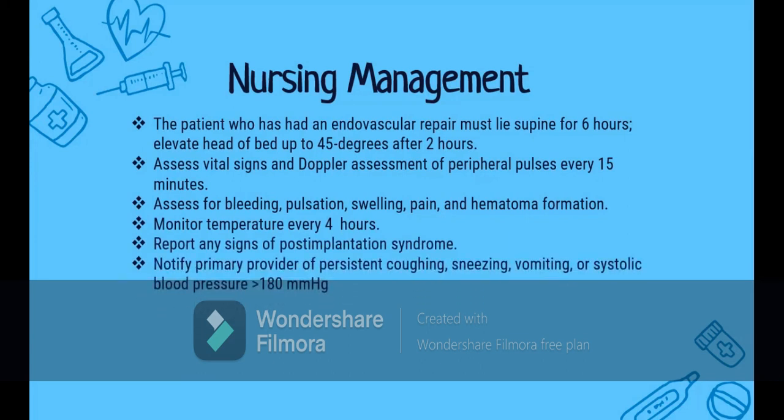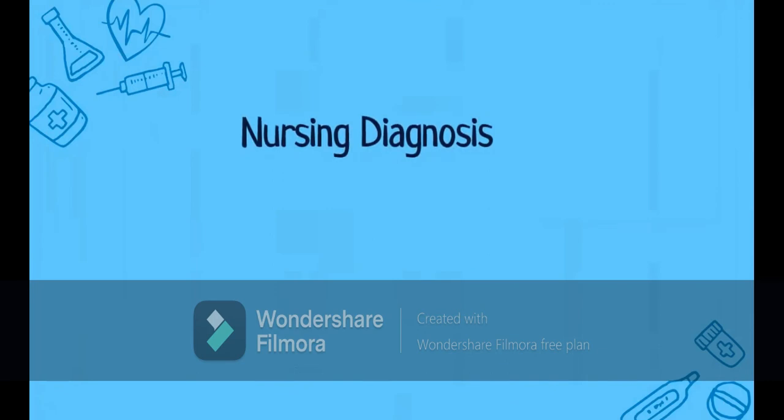Notify the primary provider of persistent coughing, sneezing, vomiting, or systolic blood pressure greater than 180 millimeters mercury. Encourage the patient to drink fluids, and monitor pulmonary, cardiovascular, renal, and neurologic status. The nursing diagnosis of dissecting aorta.